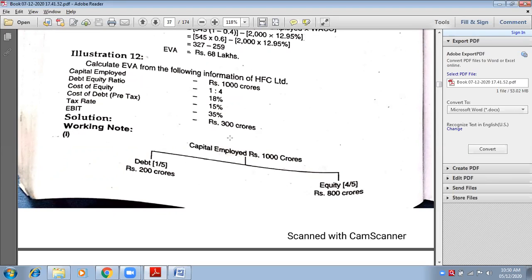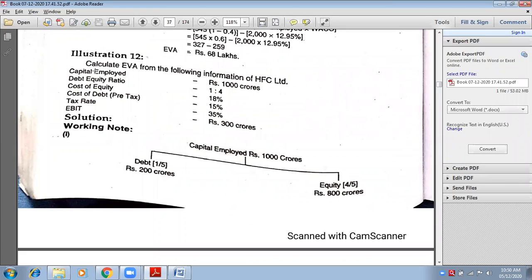So easy. It is nothing difficult to understand. Did you understand? Should I repeat? Yes, ma'am. Okay, okay. So this is 1000 into 1 divided by 5. Answer will be 200 crores. And 1000 into 4 divided by 5, answer will be 800. Make this chart. I'm giving you 2 minutes. We need to begin with this chart because first we should know how much is debt and how much is equity.